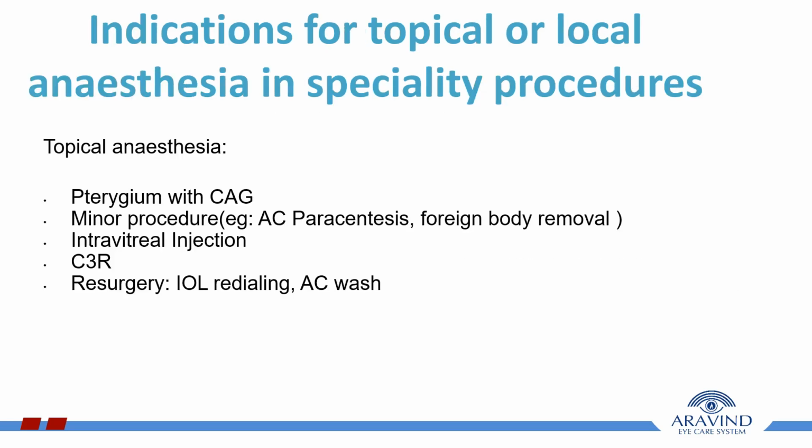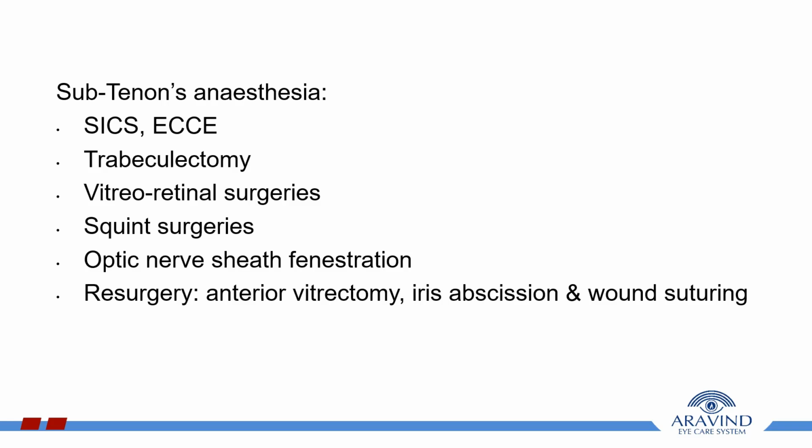Indications for topical or local anesthesia in specialty procedures. Topical anesthesia is preferred for pterygium with autograft, minor procedures which include AC paracentesis, foreign body removal, intravitreal injection, C3R, and resurgeries, for example IOL redialing and AC wash. Subtenon anesthesia is preferred for SICS, ECCE, trabeculectomy, vitreoretinal surgeries, squint surgeries, optic nerve sheath fenestration, resurgeries like anterior vitrectomy, and wound suturing.